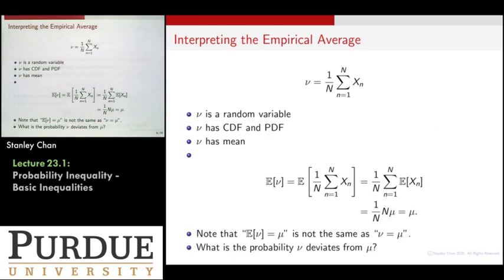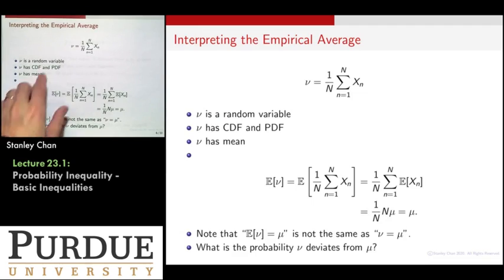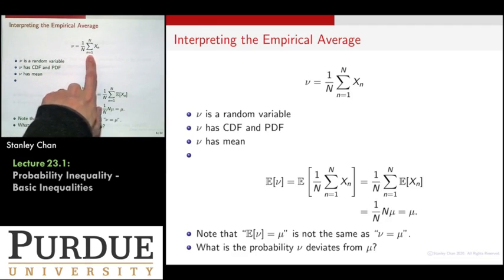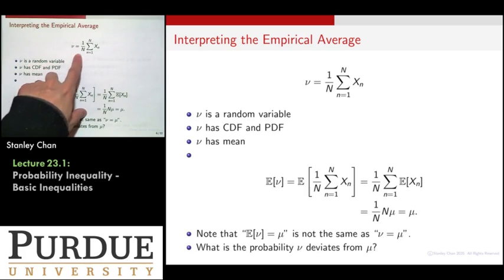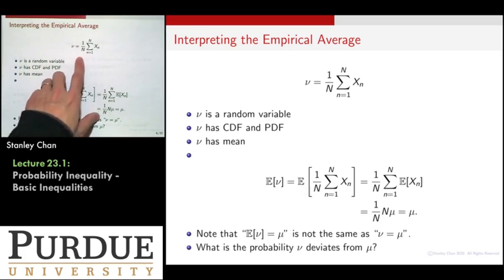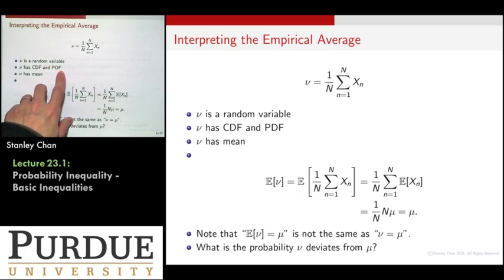So let's look at the math a little bit more carefully. Here is the empirical average again, and I have mentioned that this new random variable, nu, is random by nature, and therefore it has its own probability density function and its own cumulative distribution function. So itself is a random variable, so you can talk about its own statistical properties.